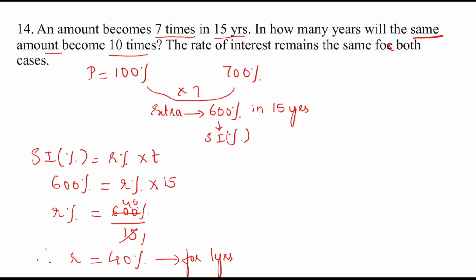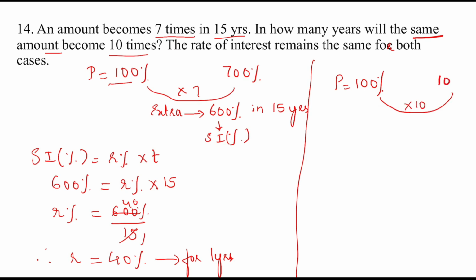Rate of interest is 40% for 1 year. They are asking in how many years the same principal amount will become 10 times. If the principal amount is 100%, to become 10 times means multiplied by 10, it should become 1000%. So 1000% in how many years?